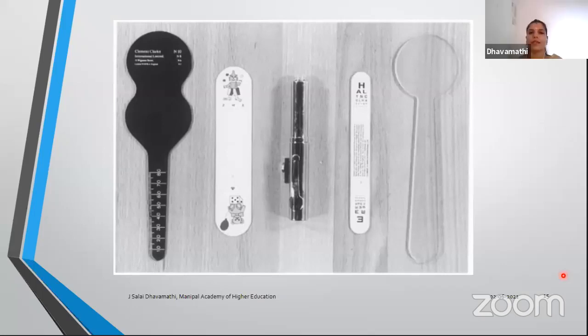We do need some basic tools like an occluder, near fixation target, pen torch, translucent occluder, and if the child is an older child, something the child can read. For near fixation targets, you can also use some toys or accommodative targets. Okay, so the visual acuity assessment.